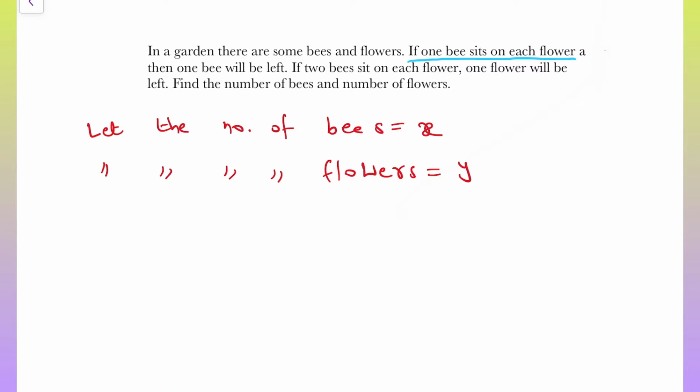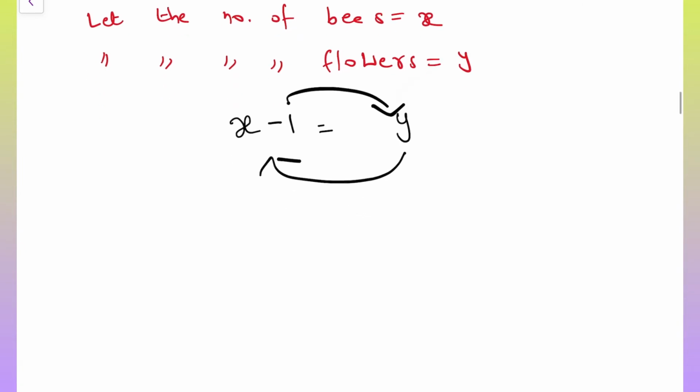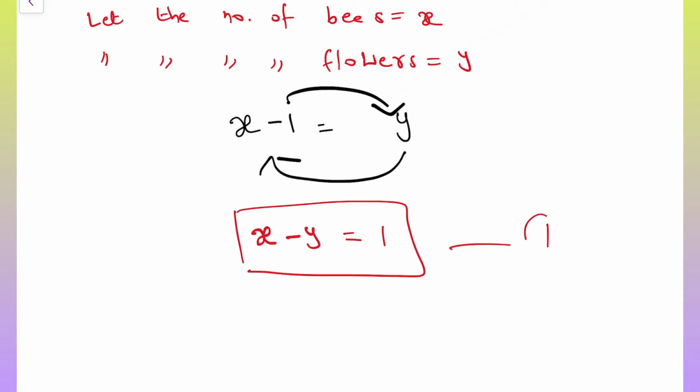So let us try to write the first equation. One bee sitting on each flower, right? So one bee means 1x or simply x, sitting on one flower, so flower is simply 1y or simply y. Now if one bee sits on each flower, then one bee will be left. Bees we took as x, so one bee is left: x minus y. Now this y I am bringing to this side and minus 1 to that side, so I will get a proper equation. x plus y becomes minus y is equal to minus 1 becomes plus 1. So this is equation number 1.